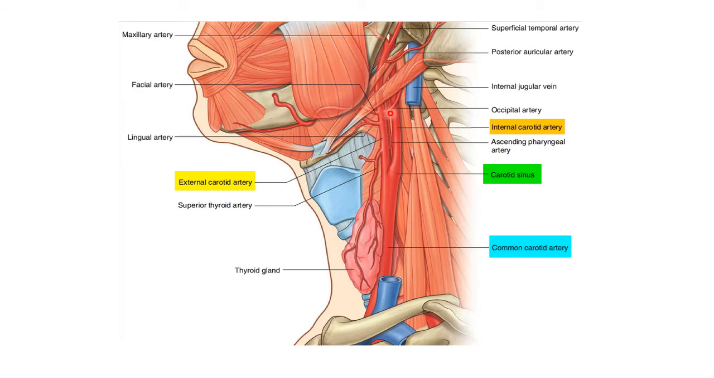The other branch is the ascending pharyngeal artery. The ascending pharyngeal artery is a small, thin, long branch which passes on the wall of the pharynx and supplies it.